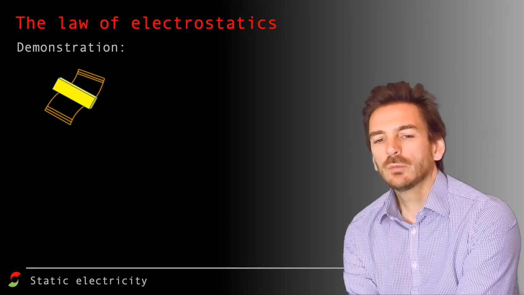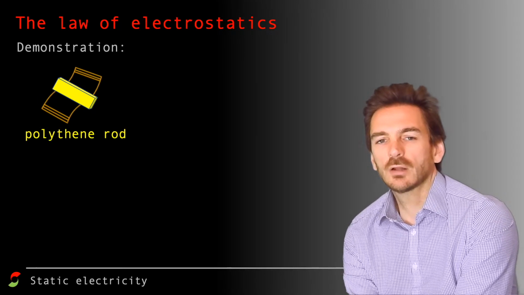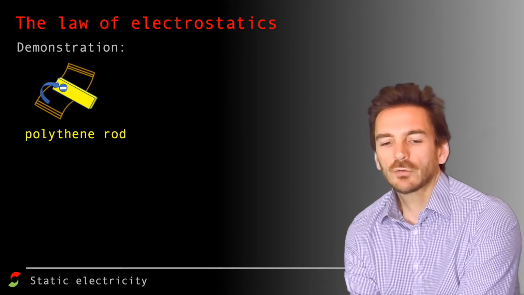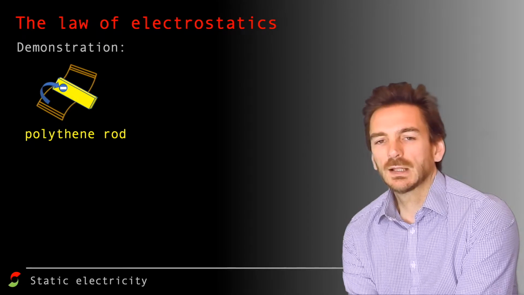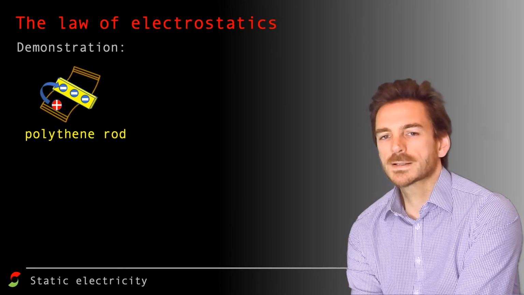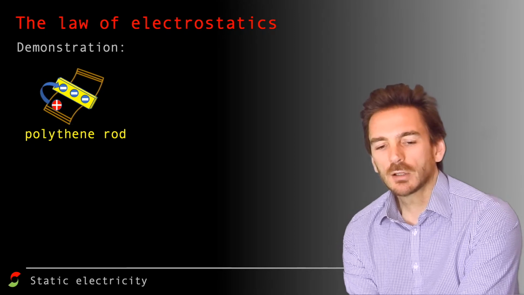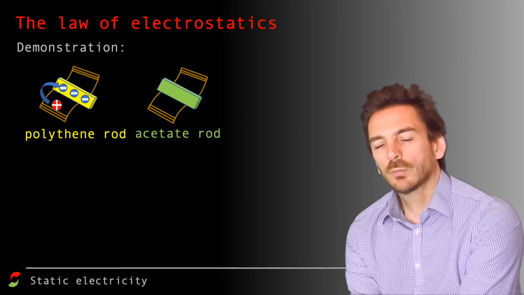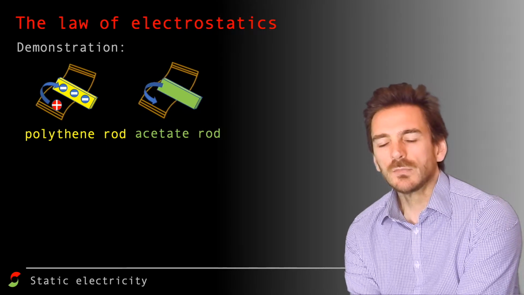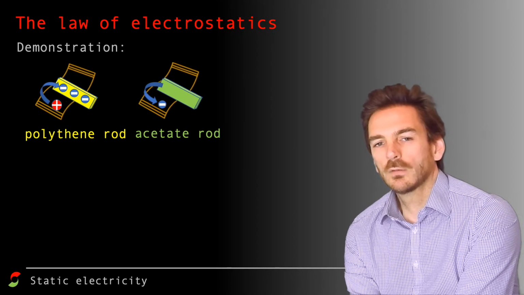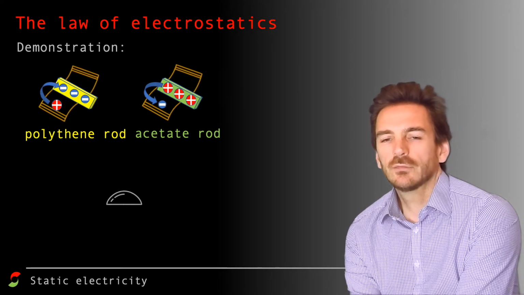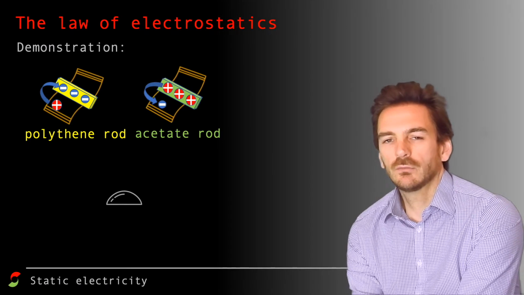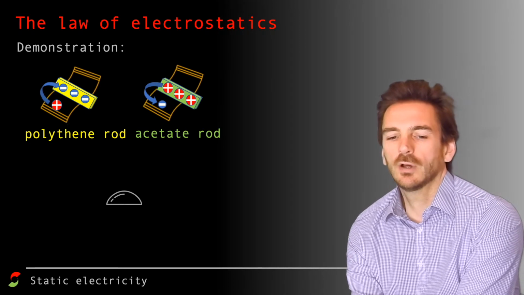What we're going to do is give both rods a static charge. We do that by rubbing the rod against a cloth. The polythene rod is going to gain electrons from the cloth, and that means the cloth becomes positively charged and the rod becomes negatively charged. Then we're going to rub the cloth against an acetate rod. This time, the electrons are going to go from the rod to the cloth, and that's going to leave the rod with a positive charge. So the polythene rod has a negative charge and the acetate rod has a positive charge.